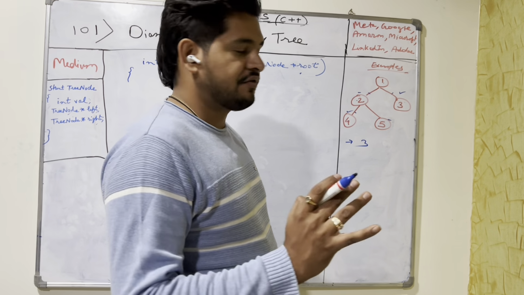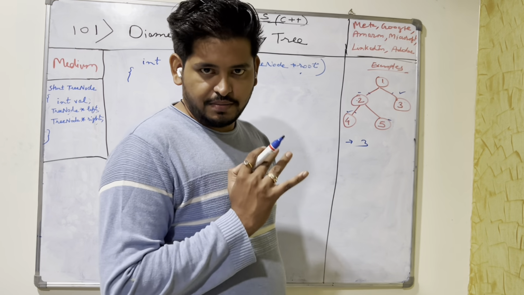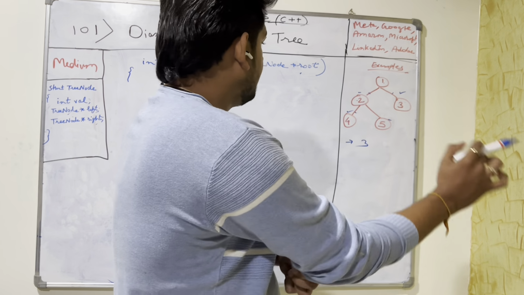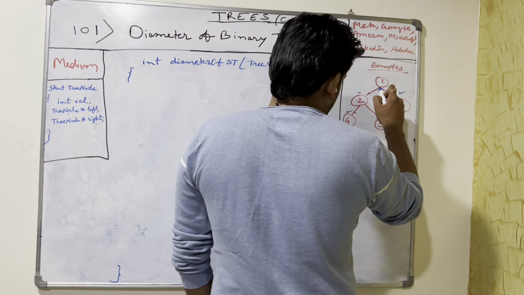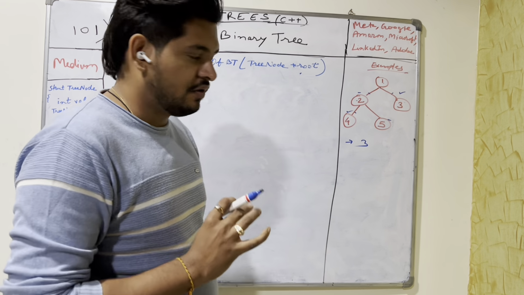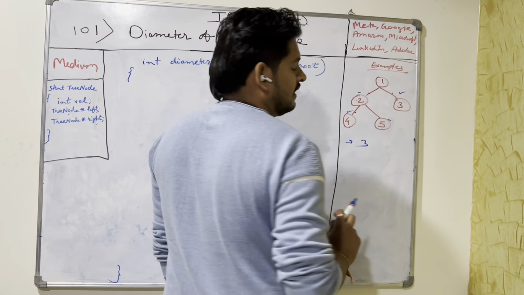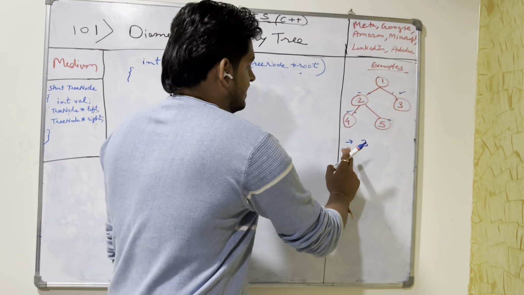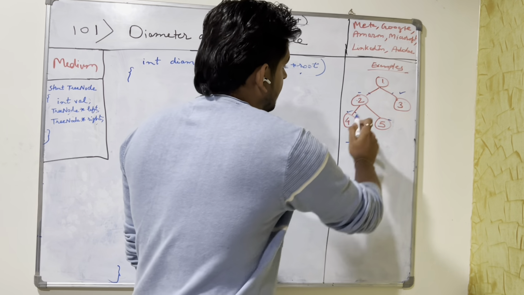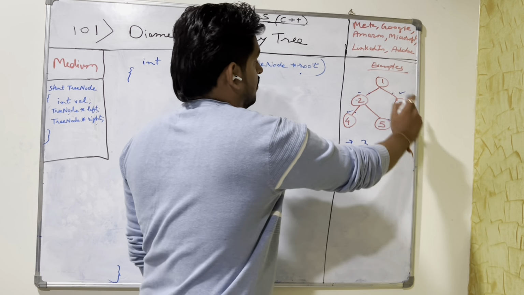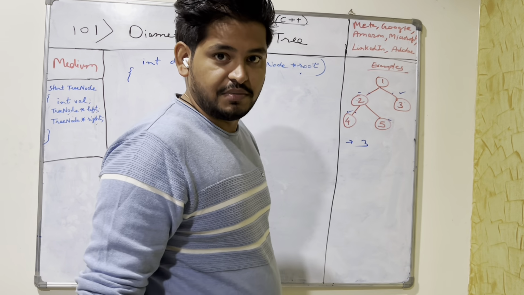Now how do we solve this? We have solved the problem height of the binary tree, where we recursively found the height from the root, the distance from the root to the node. But in this case, we are not finding it from the root. It could be any node. It could pass from the root. It also may not pass from the root.